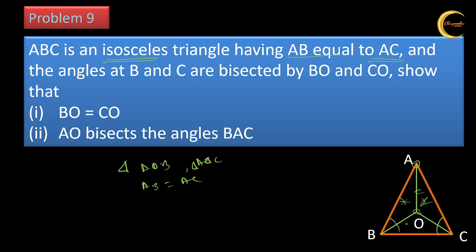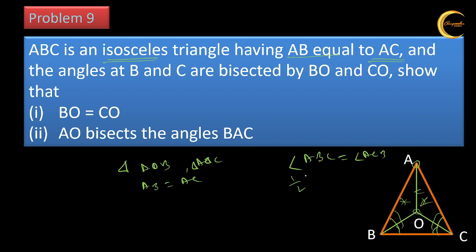We can solve this problem in two ways. One is a very easy way. This is a bisect, so this angle and this angle should be equal, because these two angles are equal. Angle ABC equals angle ACB, and they are bisected by this point O, by BO and CO.